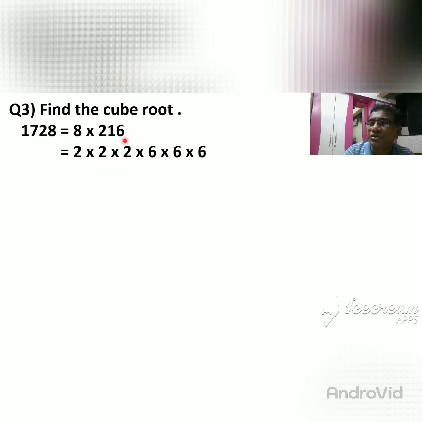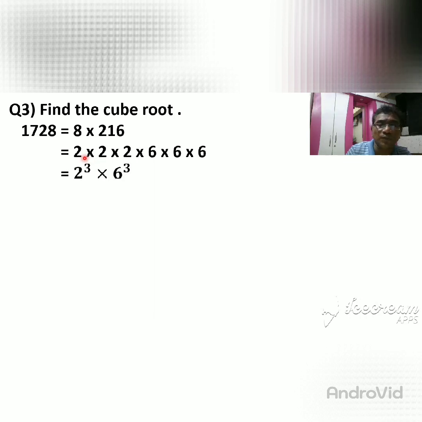Then 216. What is that? 216, so which number is in the unit place? 6. So 6 is multiplied 3 times. 6 6s are 36. 36 6s are 216. Okay. So 216 is 6 into 6, 36; 36 into 6, 216.